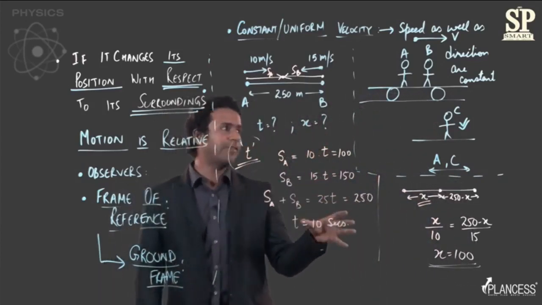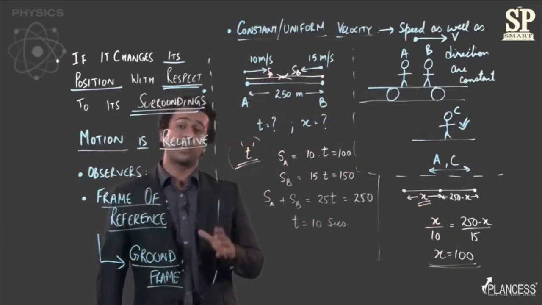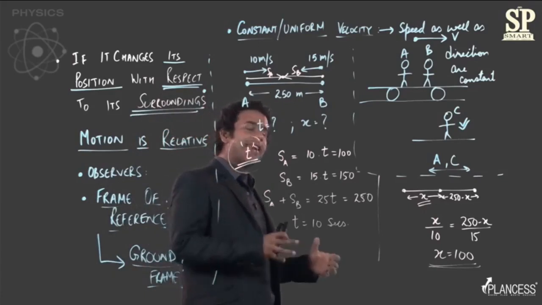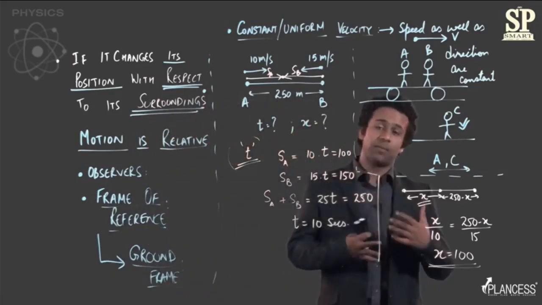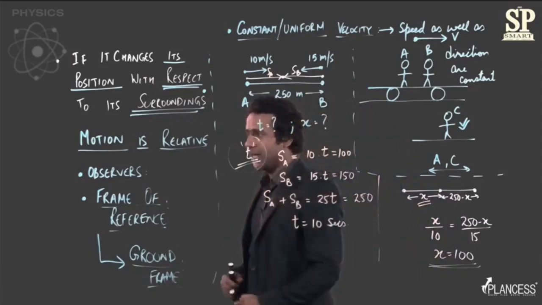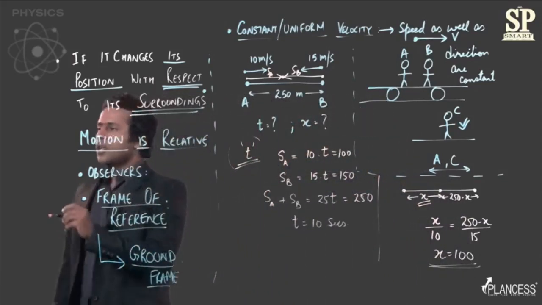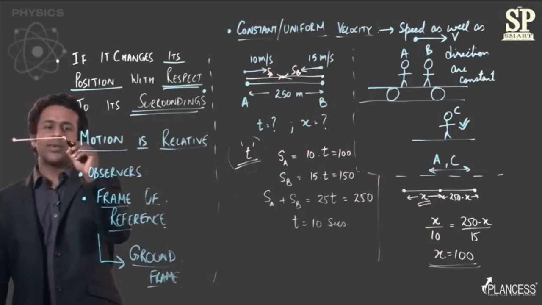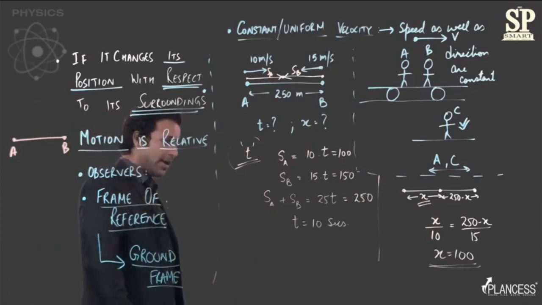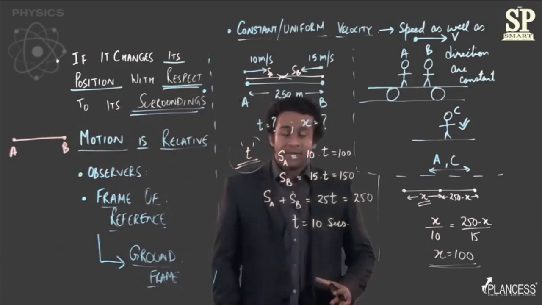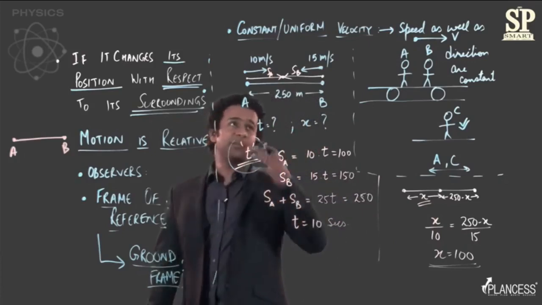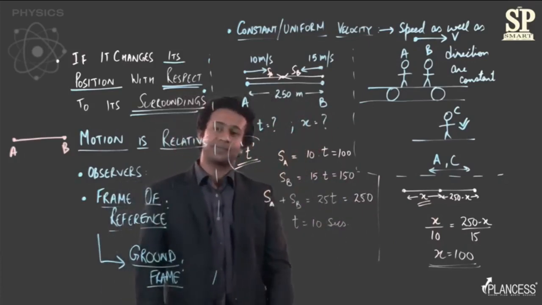So, in this current form, we have solved this problem from the ground frame. Now let's try to change our observer. Let's try to make A our observer and then look at this entire event as A would see it. So this is the situation that A is here and B is here. Right. Now, when A looks at B, would he still feel that B is moving at 15 meters per second?